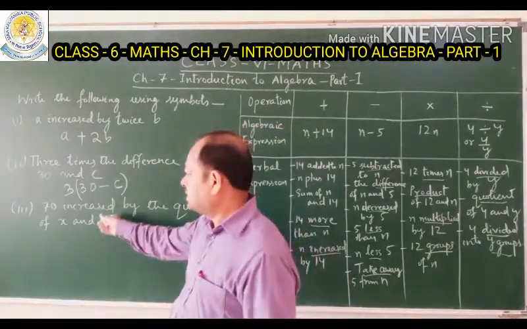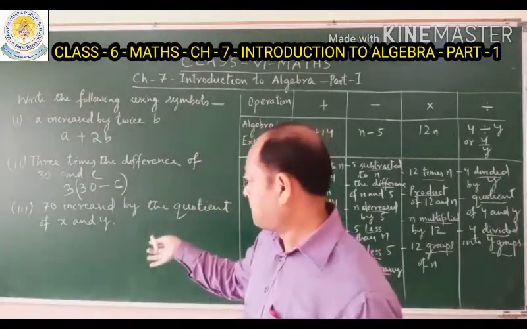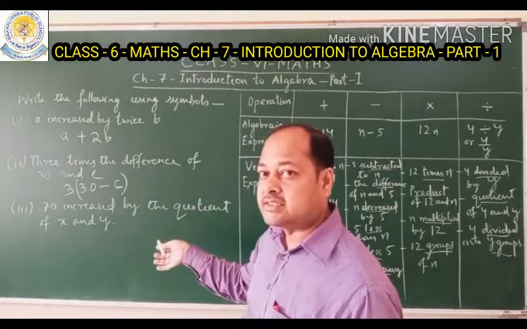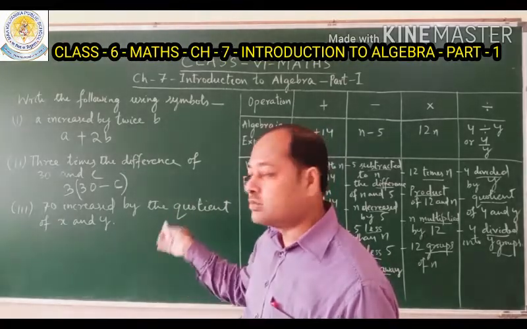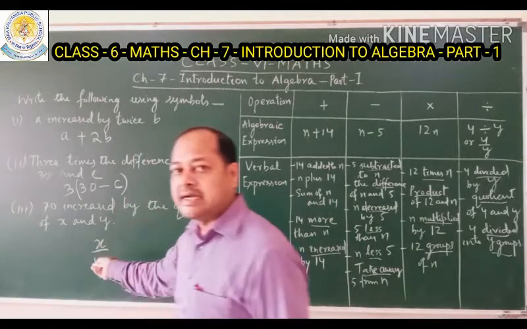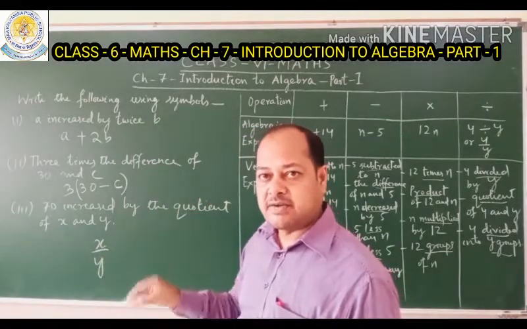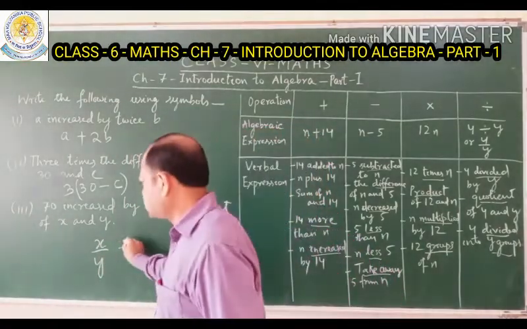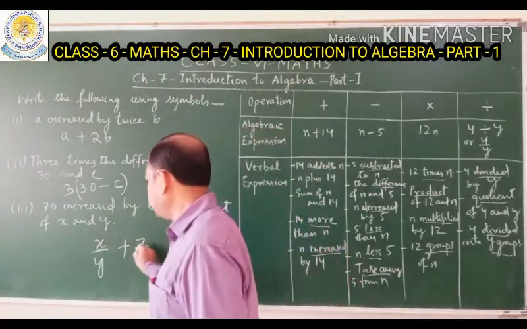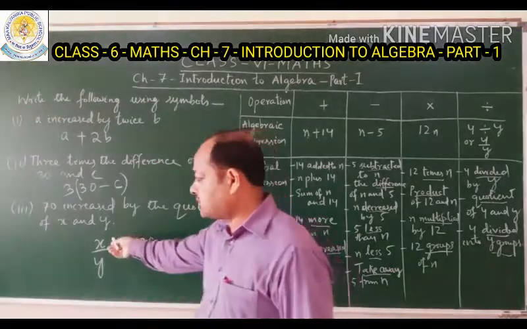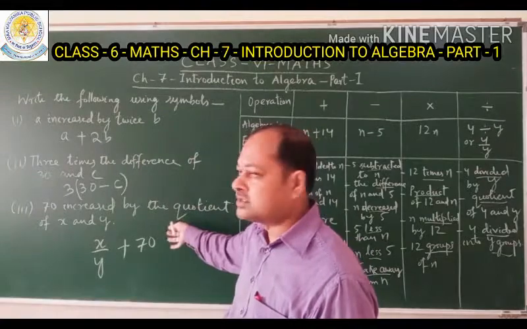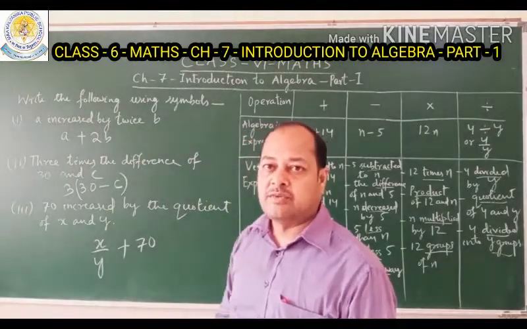Next question. 70 increased by the quotient of x and y. So what is increased? 70 is increased. Quotient of x and y, you can write like this, x by y or x divided by y. So how much increased? 70 increased. That means plus 70. Okay. So quotient of x and y increased by 70. So these are some of the examples of verbal expressions. I hope you understand this concept.